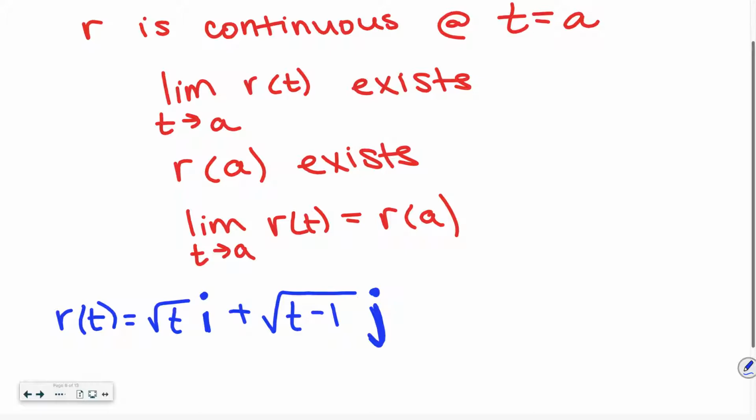Don't question it. I would like you to tell me where this function is continuous. So write it down, talk about it with your pod.